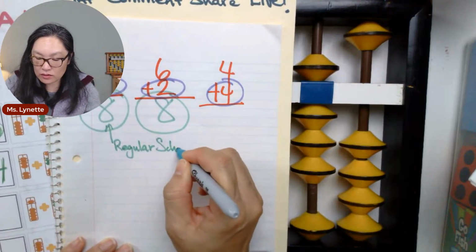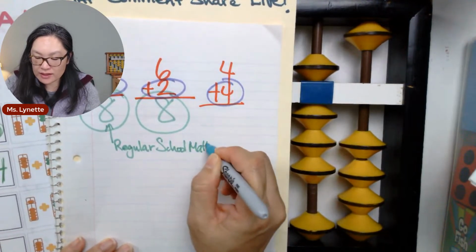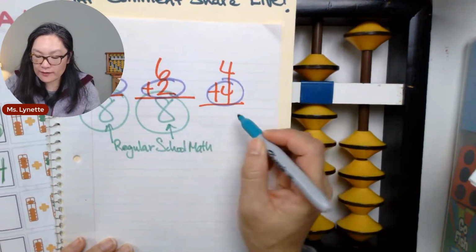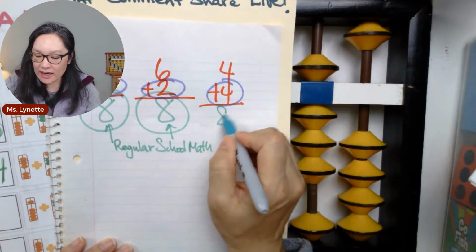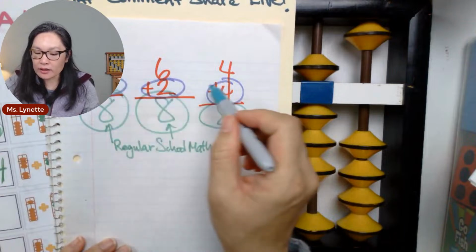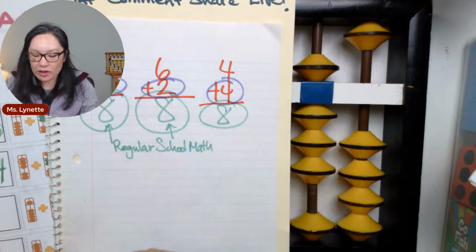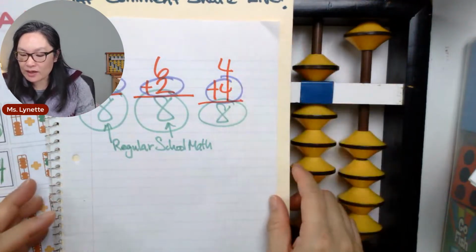regular school math, they focus in on the result, right? So we know we have to memorize that 4 plus 4 is equal to 8. Okay, but notice it's all kind of jumbled. What does that mean on the abacus?